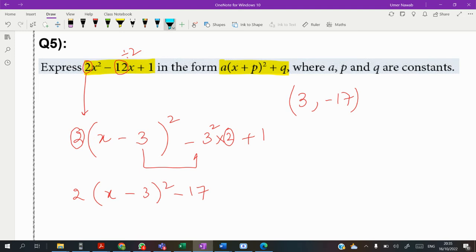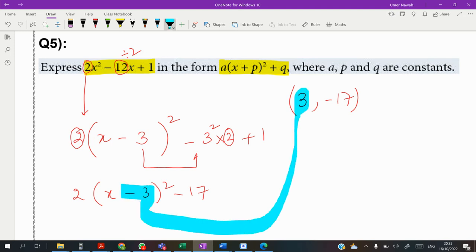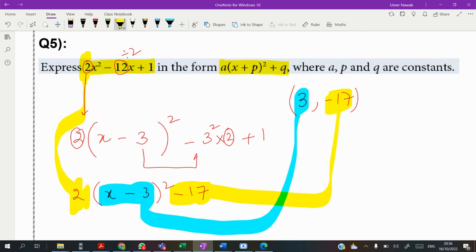Can you check, guys? The calculator is giving you 3, which will be changed to x minus 3 in the factor form, and this minus 17 you write outside. And as you remember, the 2 will always be written over here. So if a student writes the vertex from the calculator, he can easily complete the completing the square form.